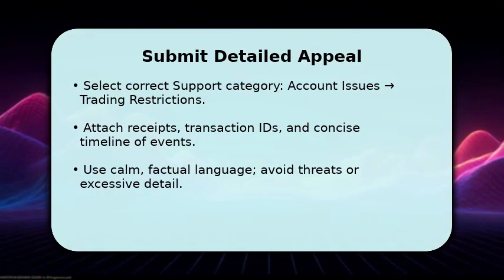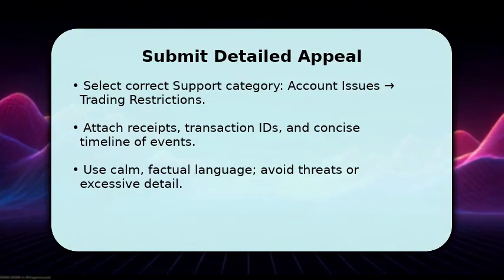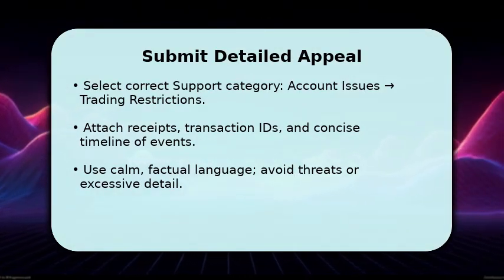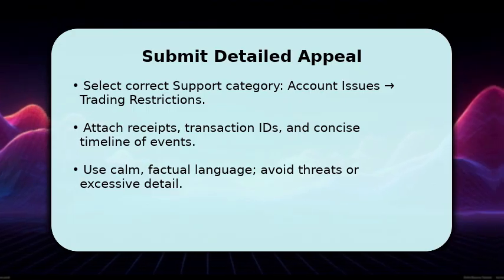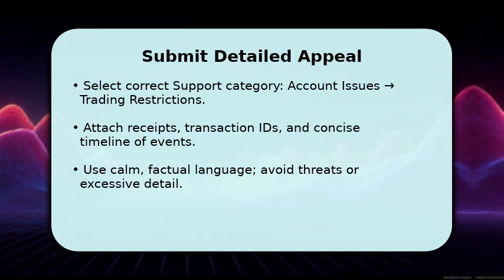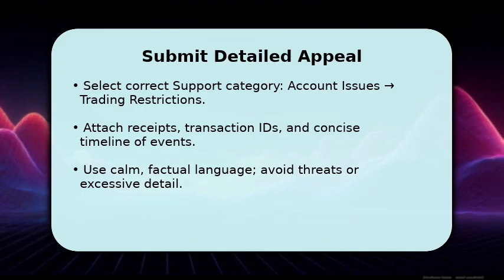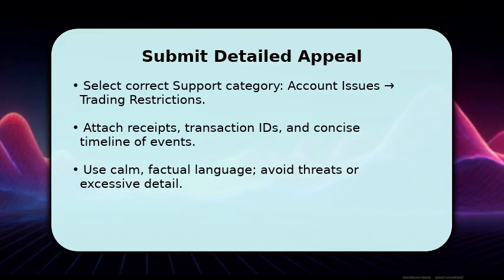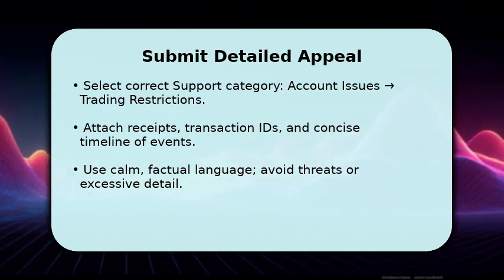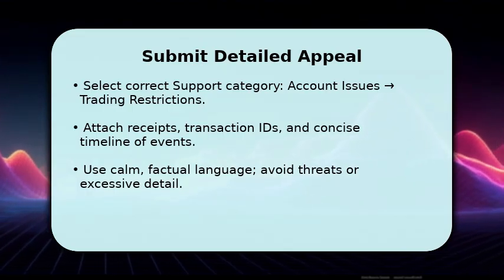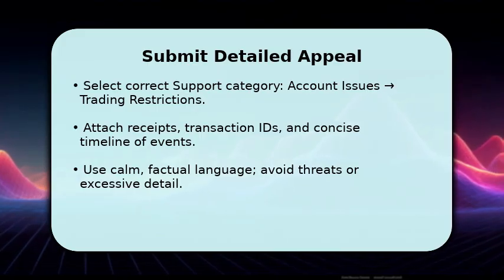When filing the appeal, choose the trading restriction option and fill every requested field. This is how they match your claim to logs. Once you attach receipts and a short timeline, describe why the restriction should be lifted, stick to facts and ownership evidence. Make sure your account, email, and phone are verified so support can contact you quickly.